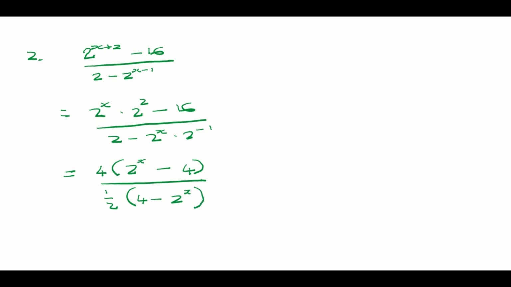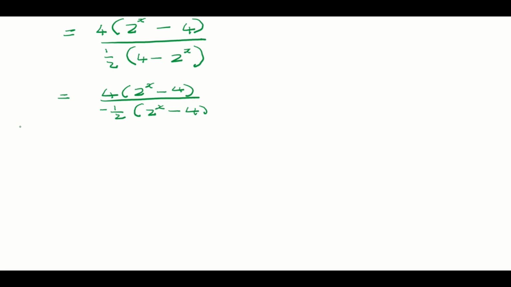Okay, so I now have factors in the numerator and in the denominator, but I cannot cancel them yet because they're not exactly the same. If you look in the numerator, you've got 2 to the power x minus 4. But in the denominator, it's 4 minus 2 to the power x. And you guys know how to do this by using the change of sign rule. So we leave the numerator as it is, 4 into 2 to the power x minus 4, all over, and we change the sign in the denominator to negative half, and now we can change the bracket into 2 to the power x minus 4.